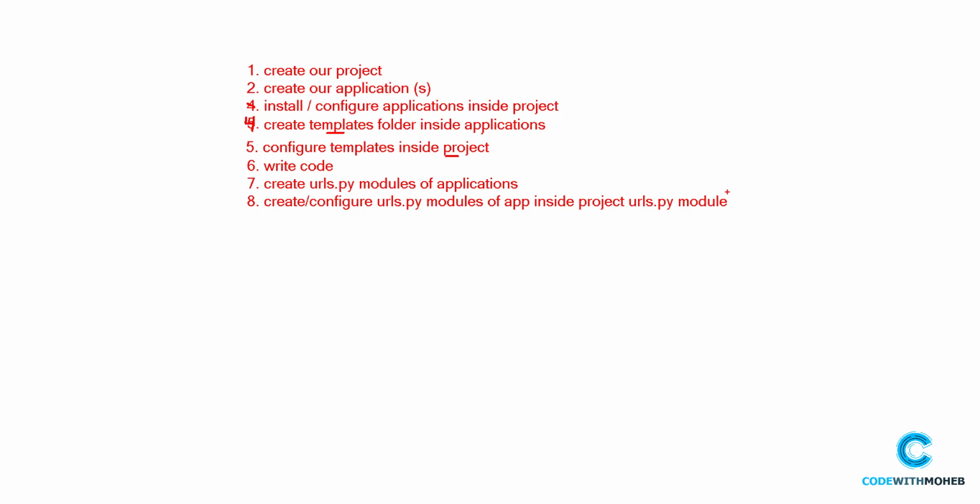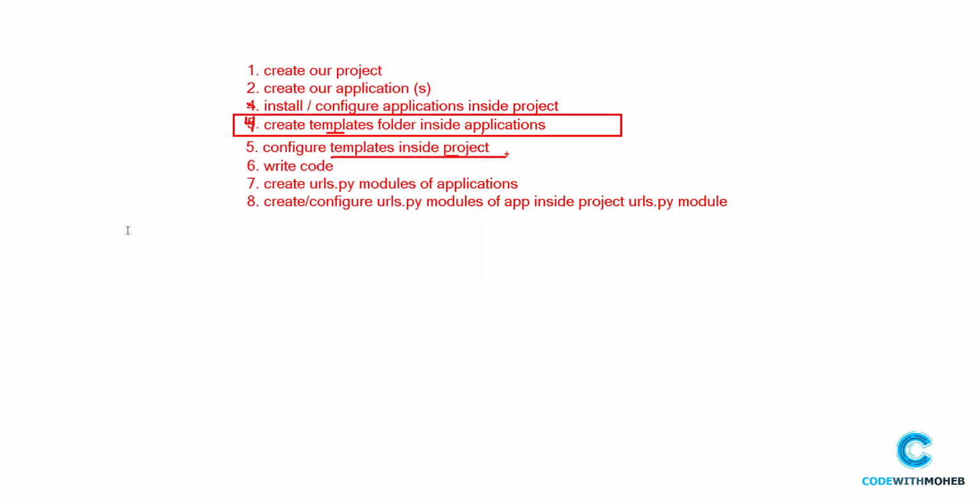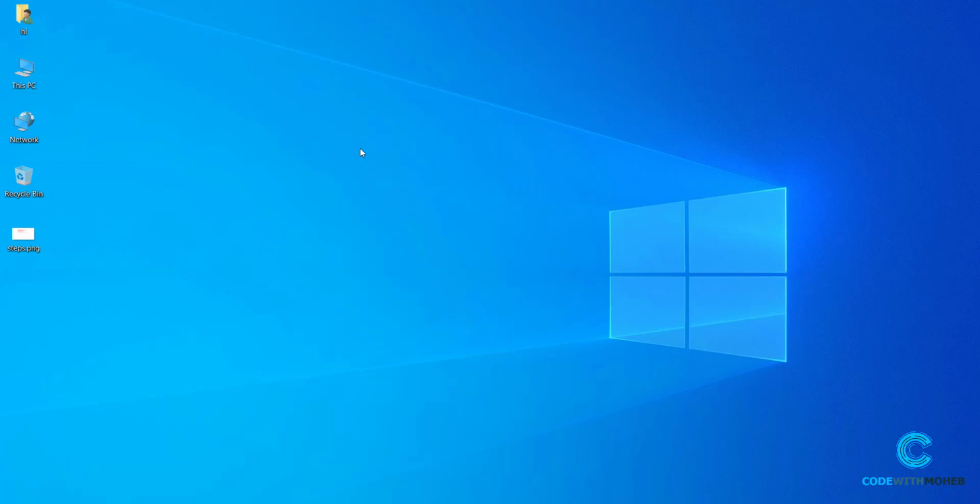These are the 8 steps that we will follow, but our main topic is about creating a templates folder inside an application and how to configure them inside the project. These are the main things that we are going to talk about. I'll save this image on the desktop, and from this step we will continue.